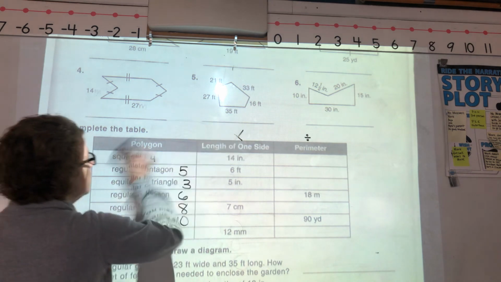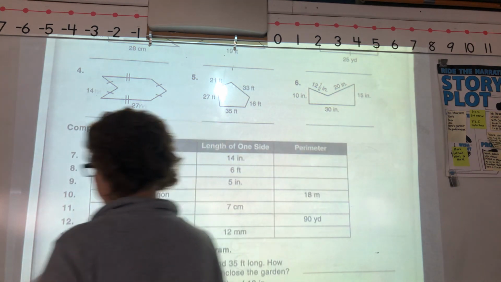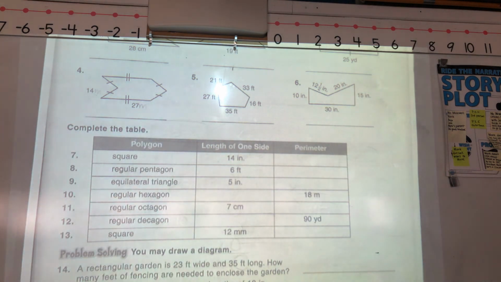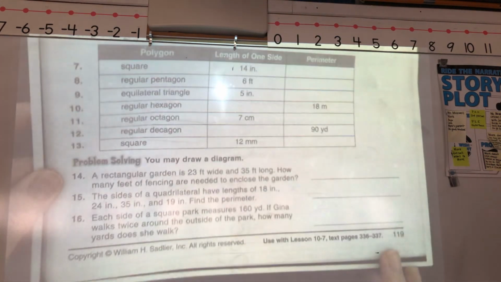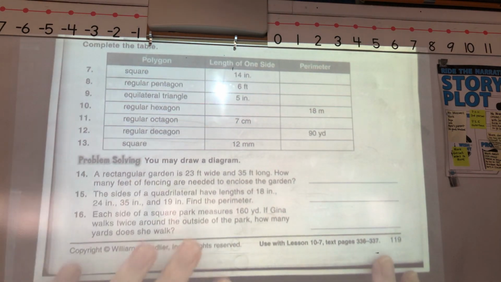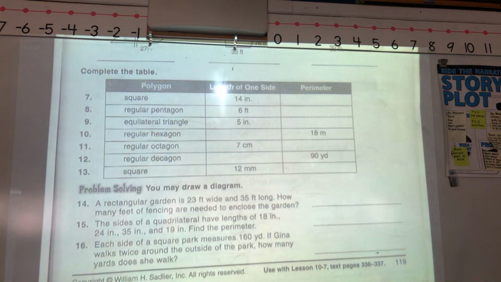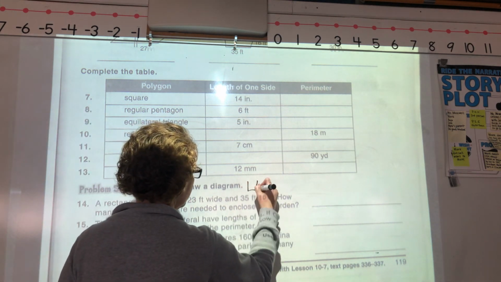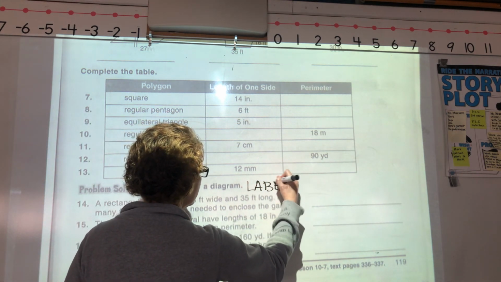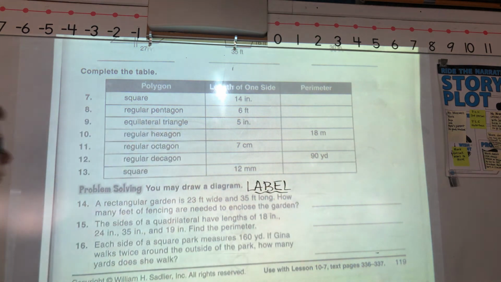All right, let's take a look at the last part of the workbook page. Story problems, which we already know right off the bat need labels. You're doing the same thing here, though. You're not doing anything different than what we've done on the entire workbook page. Just because we added words doesn't mean we don't know what we're doing anymore. We're still labeling, okay? Label here, same thing. You're still finding perimeter. A rectangular garden is 23 feet and 35 foot long. How many feet of fencing are needed to enclose the garden?